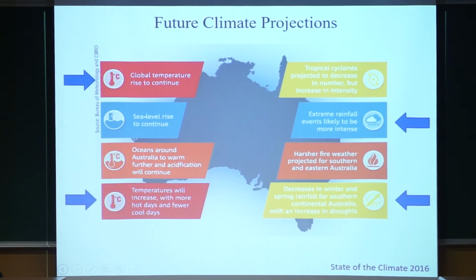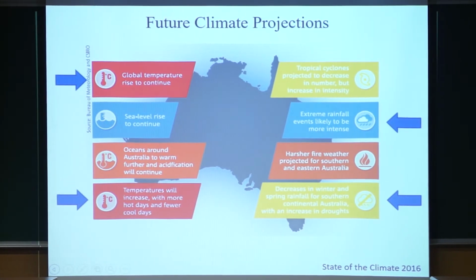So, to conclude this cheery introduction, global temperatures continue to rise. My apologies, gentlemen. Sea levels rise, temperatures are increasing, extreme rainfall events, more fire weather, which of course is very common in our area in Australia, and we're getting decreases in winter and spring rainfall, which are quite important.